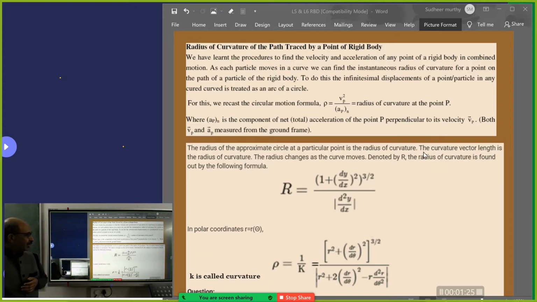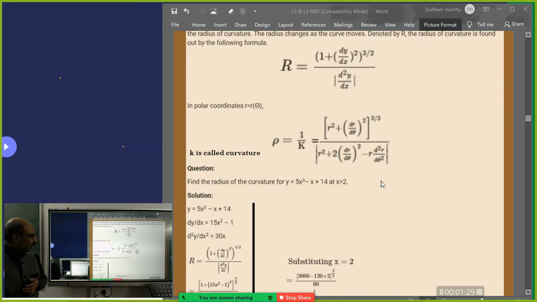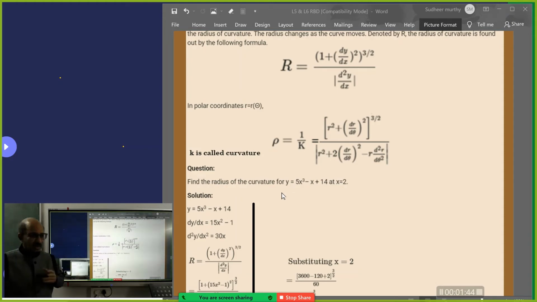However, now the challenge is, supposing the equation of the curve is given like this: y is equal to 5x cube minus x plus 14. This is the equation of a curve, and now, what is its curvature? You can see that the curvature will depend upon the values of x. Now the radius of curvature is r, as I have told you.